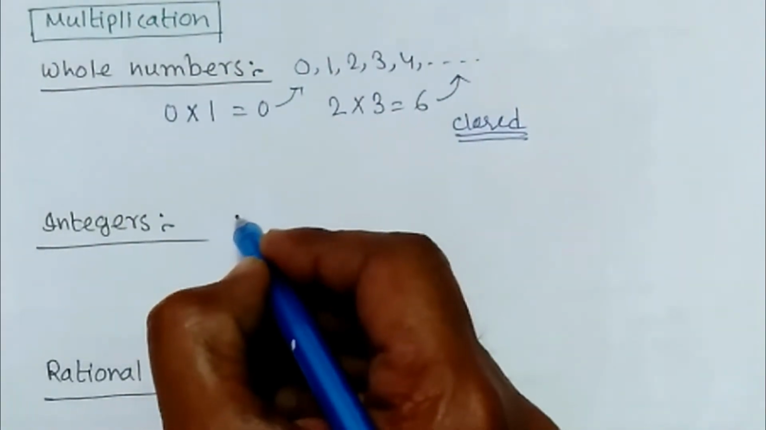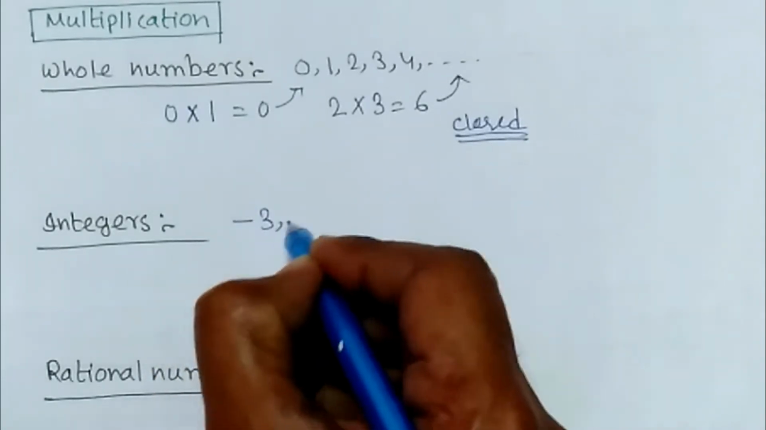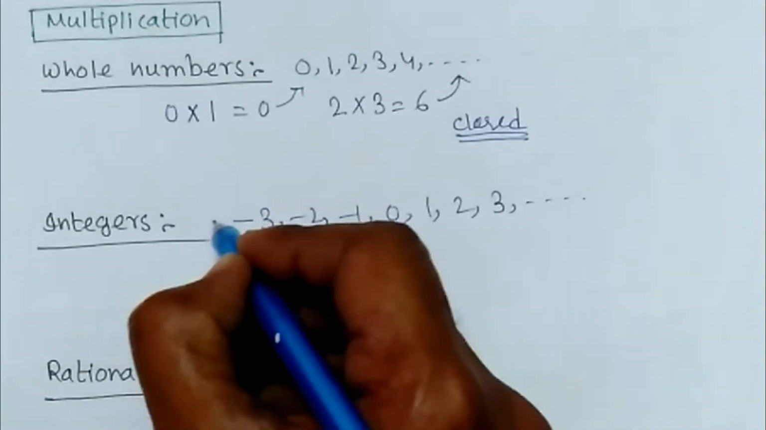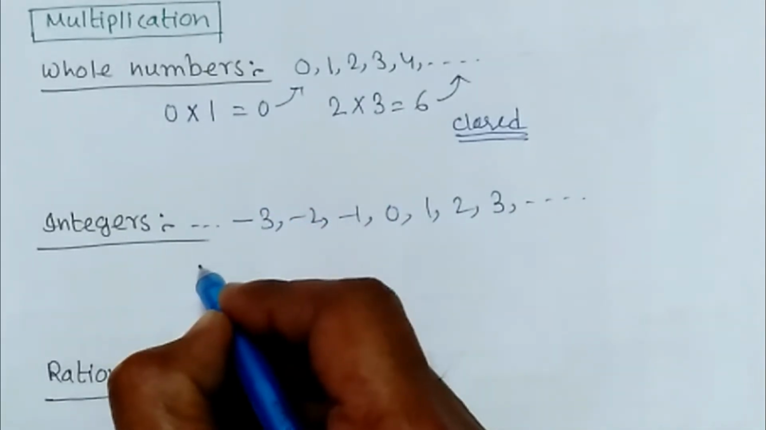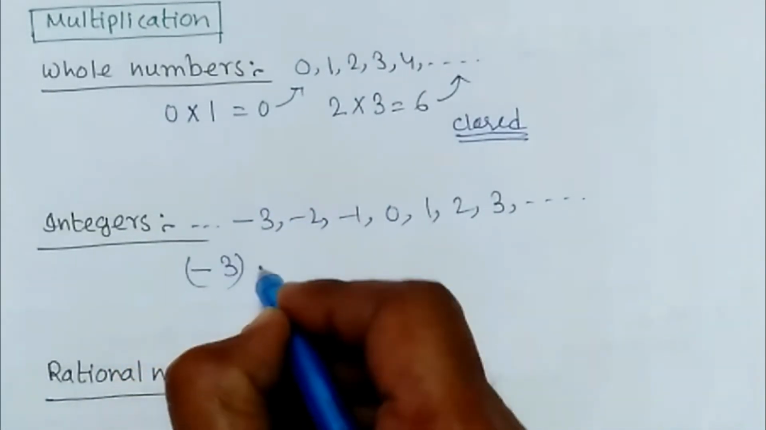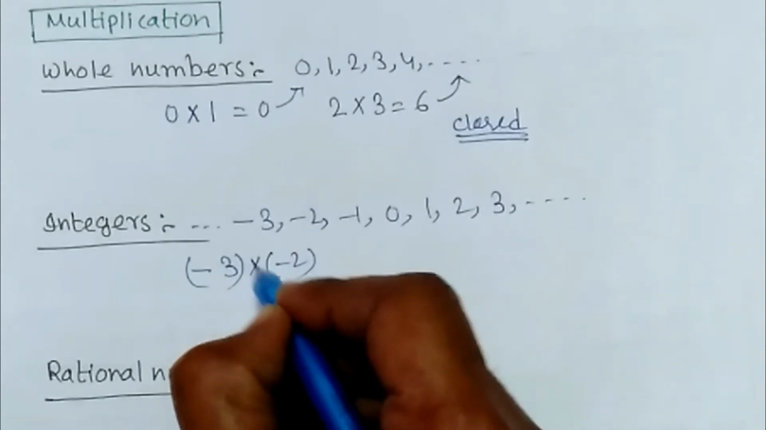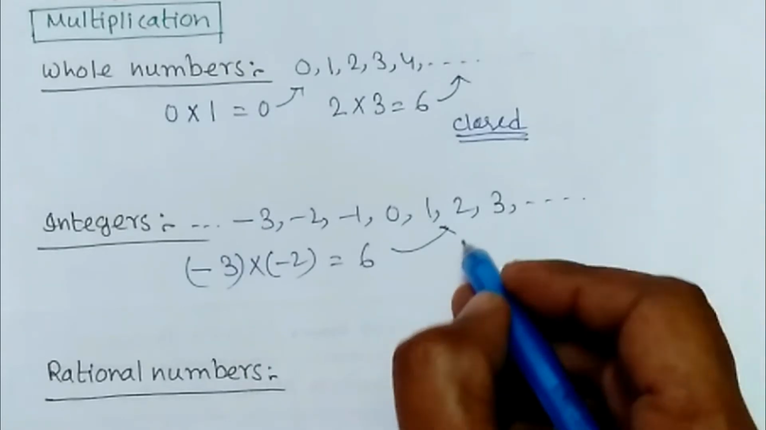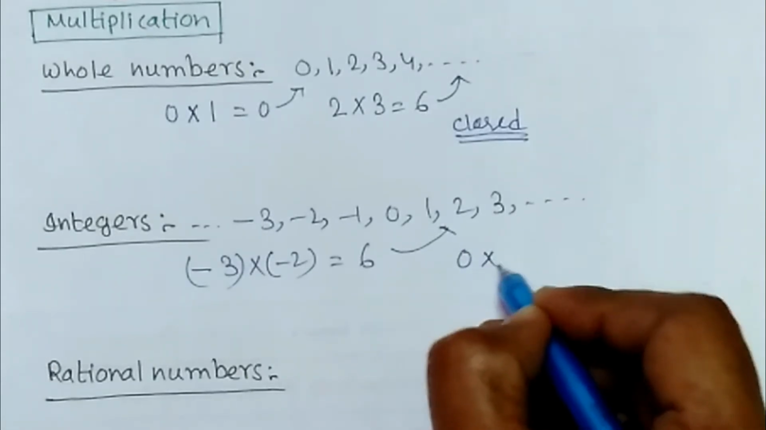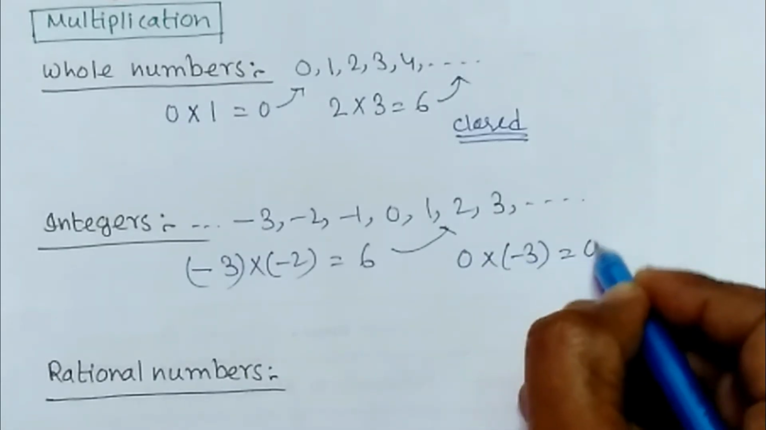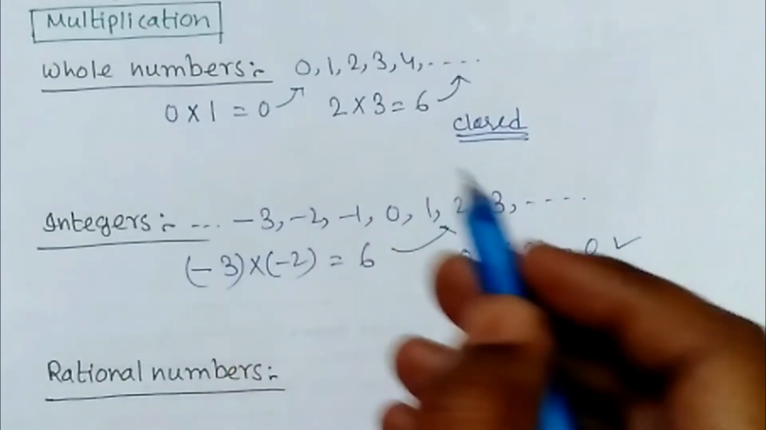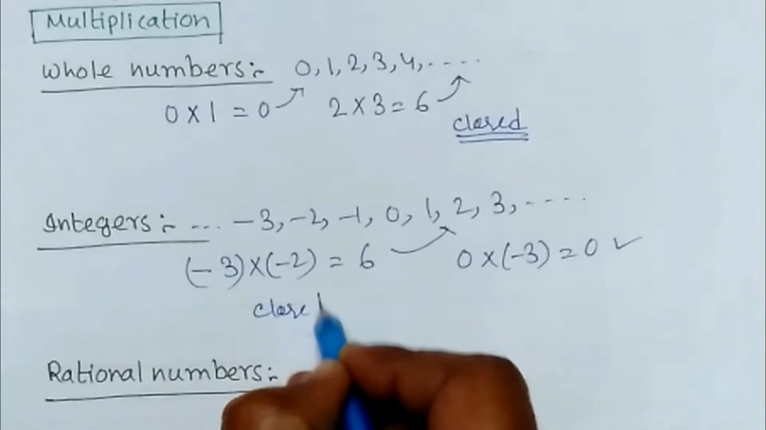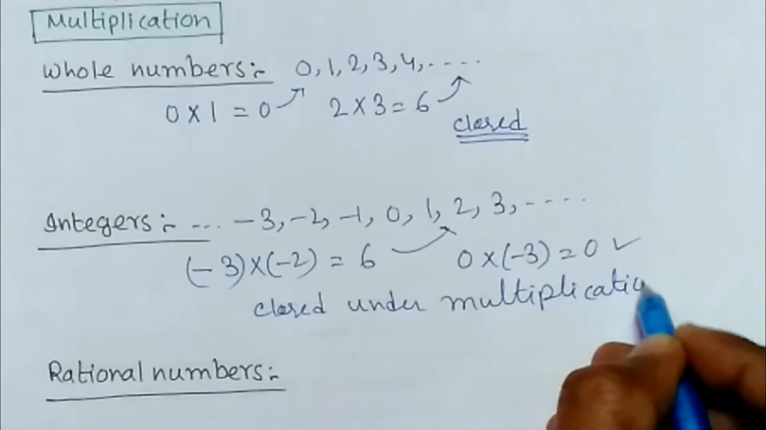For integers, negative integers, 0, 1, 2, that is positive integers, all are integers. If we choose minus 3 and minus 2 and multiply them, then this will give us plus 6, which is also an integer. If we choose 0 and minus 3, then this will give us 0, which is also an integer. So integers are closed under multiplication, right?